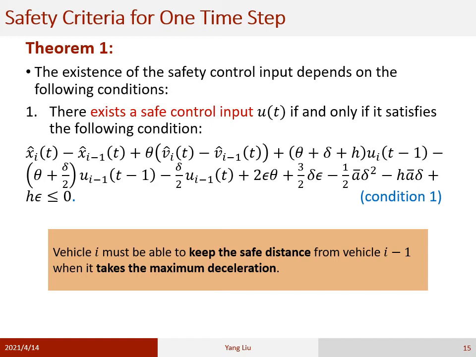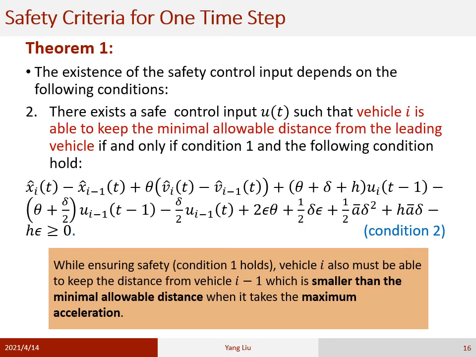Here is the safety criteria for one time step. The existence of the safety control input depends on the following conditions. First, there exists a safe control input u_t if and only if the following condition holds, which means that vehicle i must be able to keep the safe distance from vehicle i-1 when it takes the maximum deceleration.